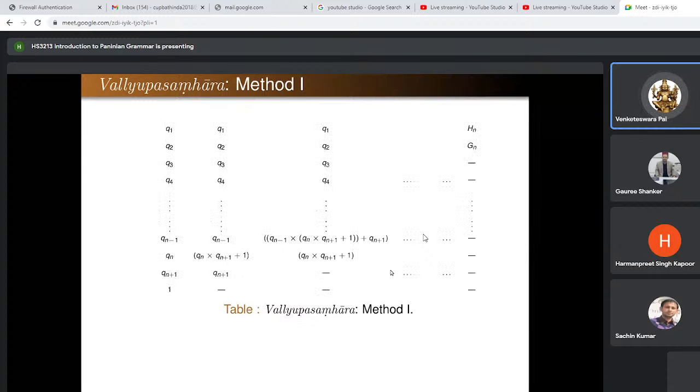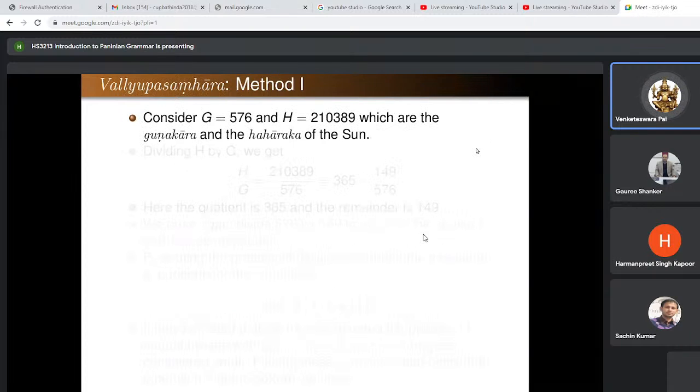So if you repeat the process, finally you will have two numbers which are denoted as hn and gn. This hn by gn would be a successive approximation to h by g. So for example, consider g as 576 and h equals 210389, which are the Gunakara and Haraka of the sun.